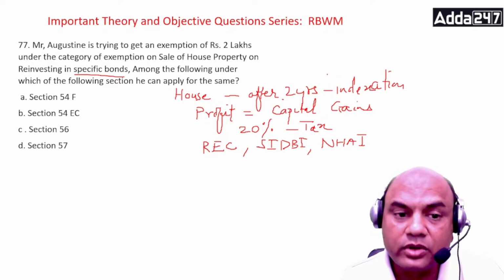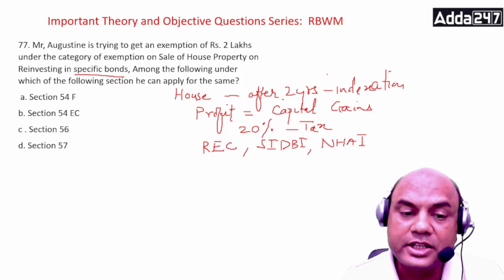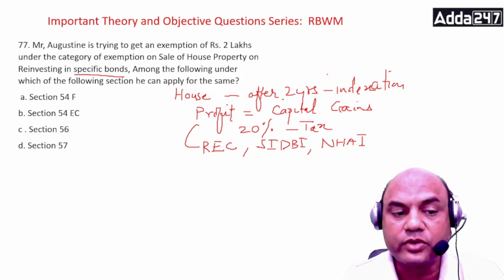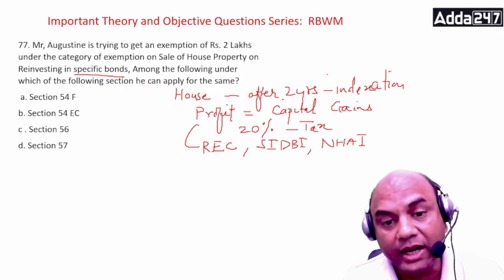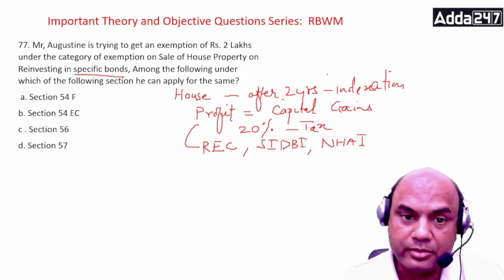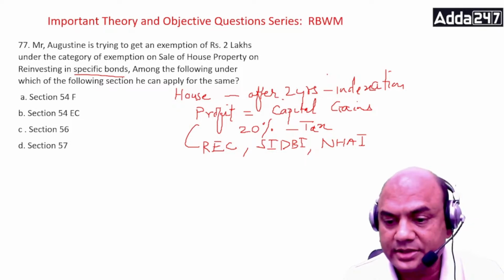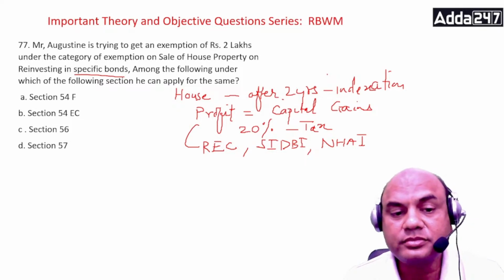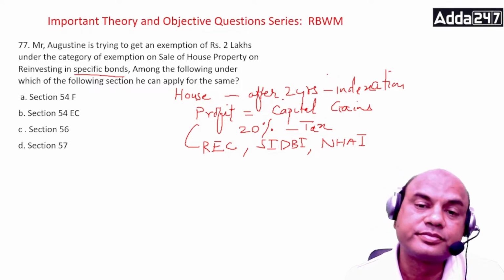Now the question over here is, this investment in these bonds is under which section? 54F, 54EC, 56 and 57. So that is the real question. So this is relating to capital gains, remember. Capital gains tax. Okay, so what is the answer then? Yeah, everyone?